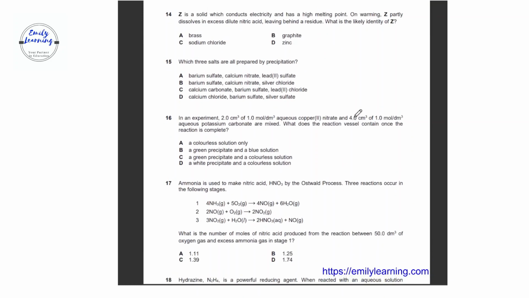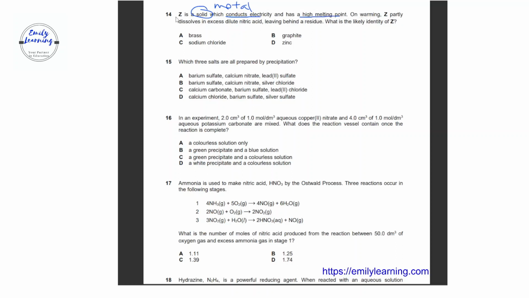Okay, moving on to question 14. Z is a solid which conducts electricity. Solid, so it is a metal, right? Because ionic compounds only conduct electricity in molten state or when dissolved in aqueous solution, not in solid. So we know that to conduct electricity in solid state, it must be a metal. Has a high melting point. Metals have a rather high melting point.